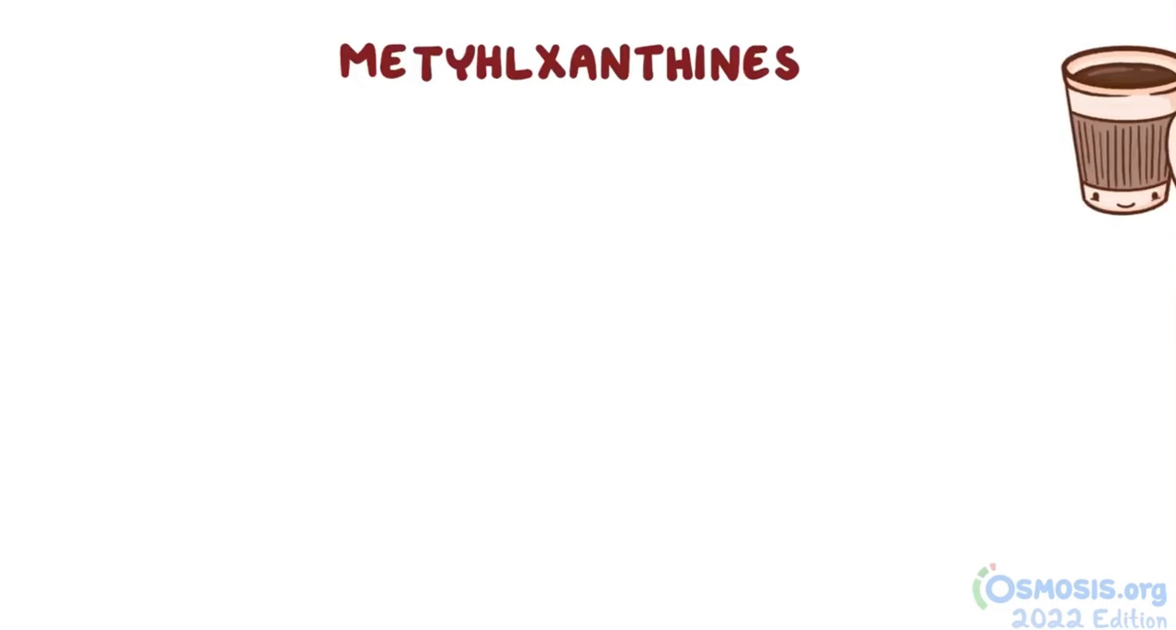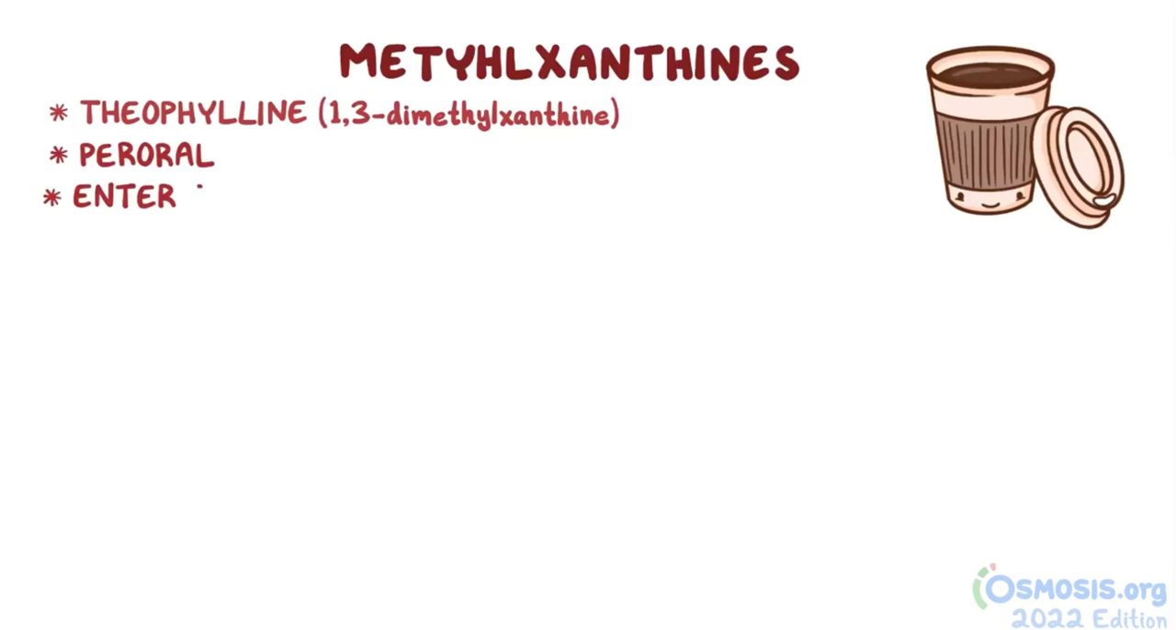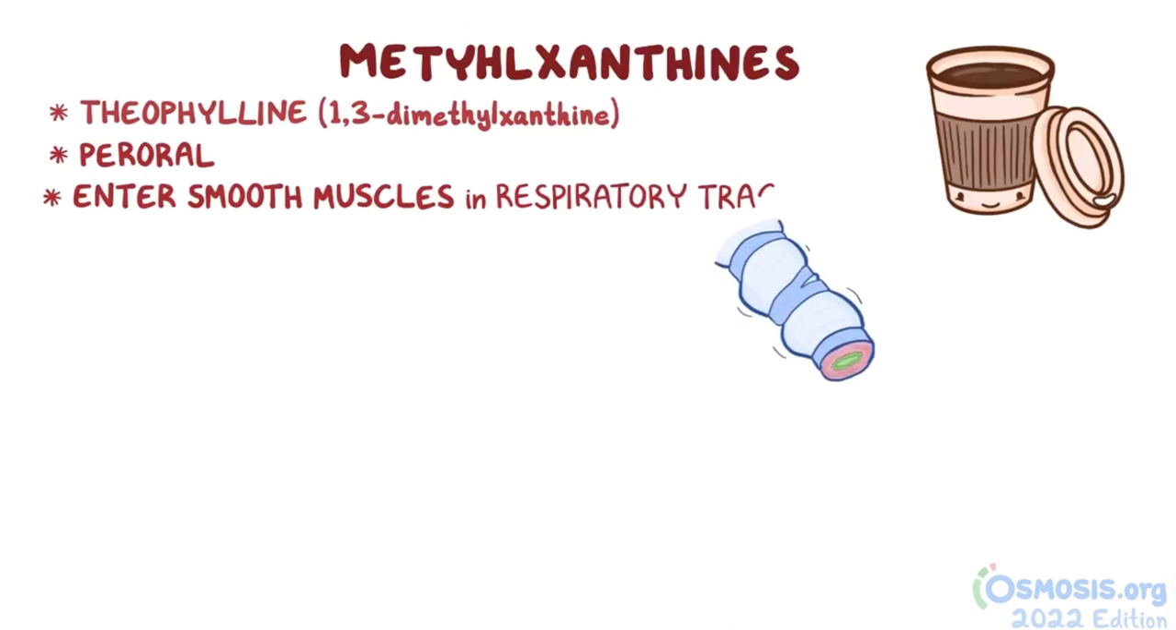Okay, moving on. The next group of bronchodilators are the methylxanthines. Caffeine actually belongs to this family of compounds. But for asthma treatment, the most common medication is theophylline, also known as 1,3-dimethylxanthine. This medication is taken peroral and can enter the smooth muscles in the respiratory tract.